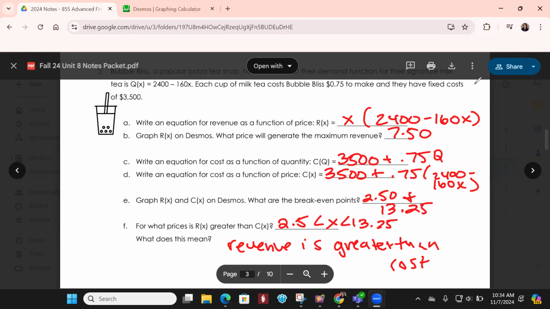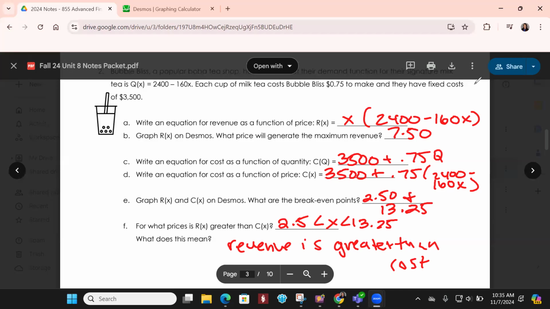Very good. Then write an equation for C of X. So that's 3,500 plus 0.75 times 2,400 minus 160X. You're going to graph both the R of X and C of X. And where they break even is where they cross those two graphs. Okay, and you might have to manipulate it a little bit. And that's going to be 2.5 and 13.25.